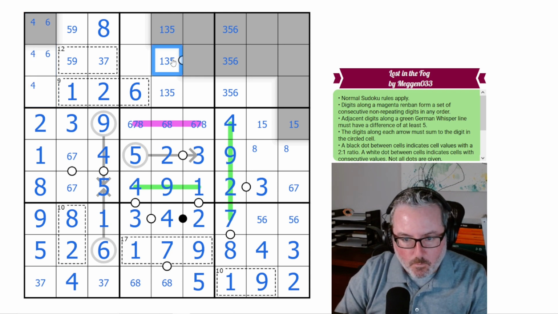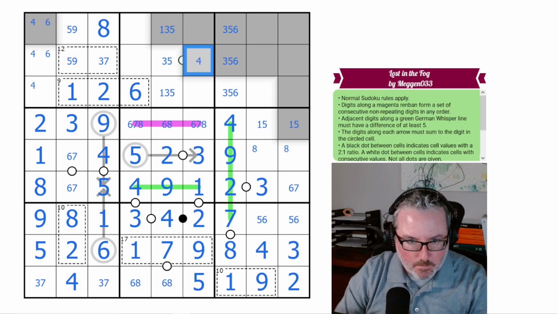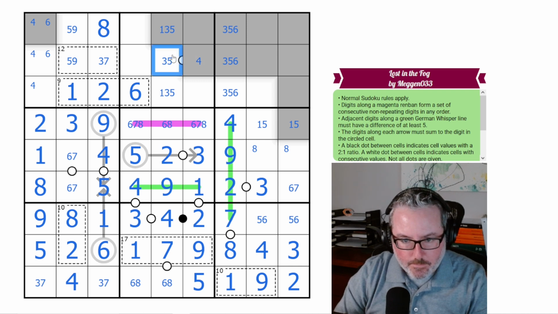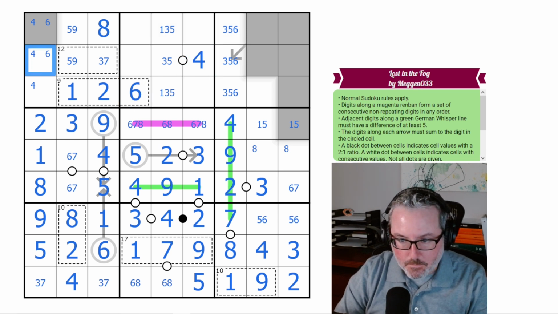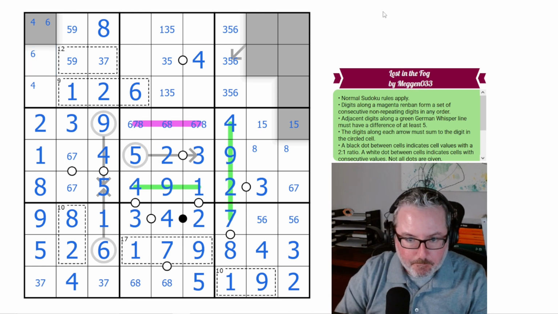This can't be a 1 because this would have to be a 2, so we can get rid of 1 here. If this is a 3, this would have to be a 4, and that does work. If this is a 5, this could be a 4, and it has to be a 4 because it can't be a 6, so this just is 4. That's going to cut back on our 4s over there.